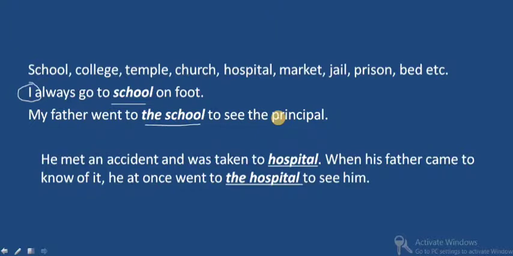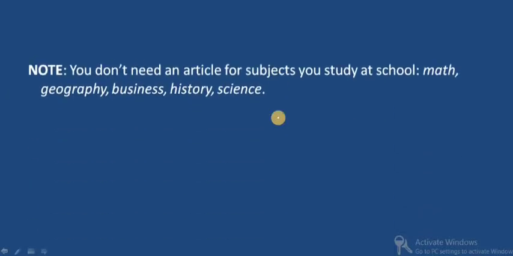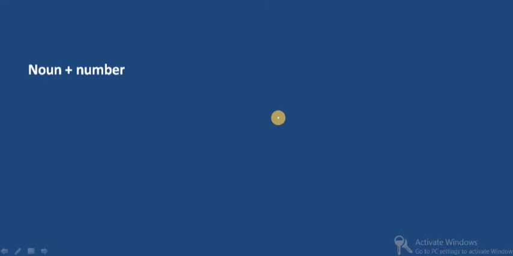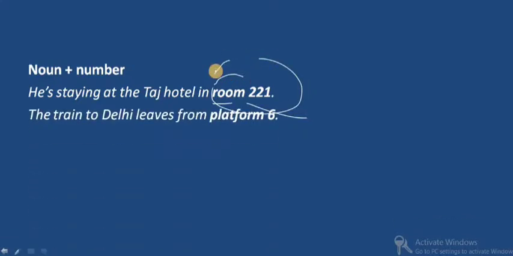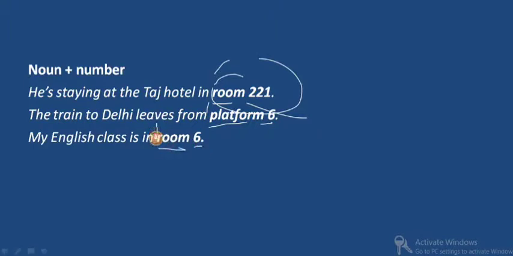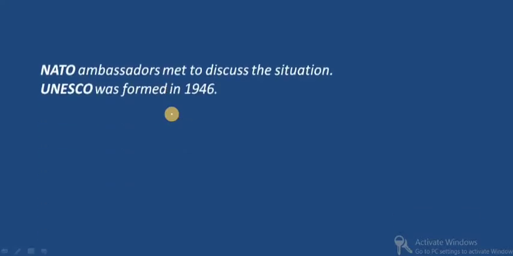Then next rule is, hope that you are understanding all these points. You do not use any article before the subject you study: math, geography, business, history, science. Then noun plus number. If noun plus number is there, then also the use of article is avoided. He is staying at Taj Hotel in room 221. Do not use the room 221. Platform 6, not the platform 6, because here noun and number is there. In room 6, not in the room 6.